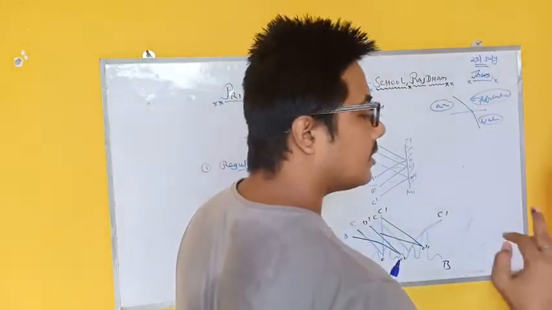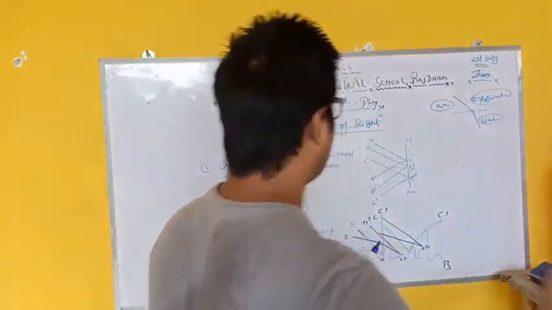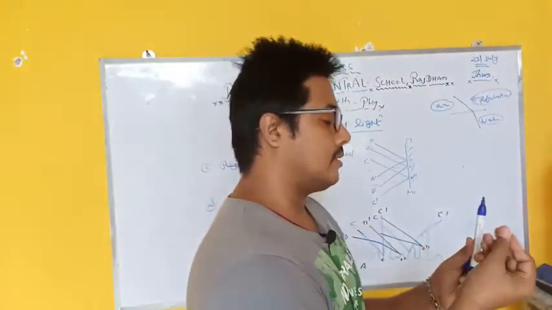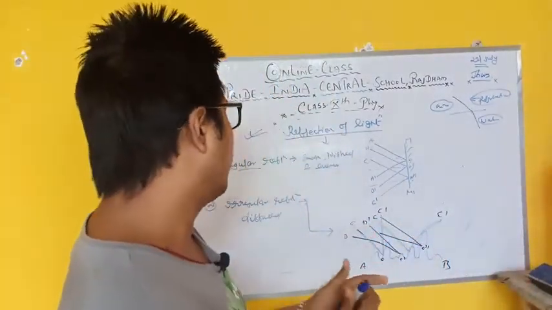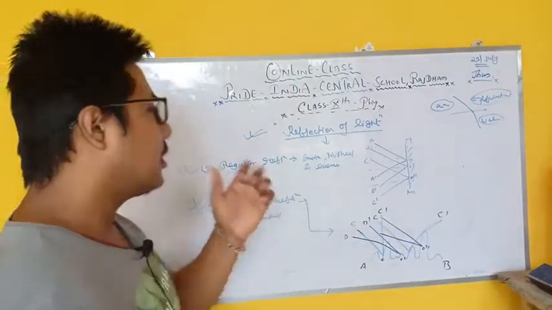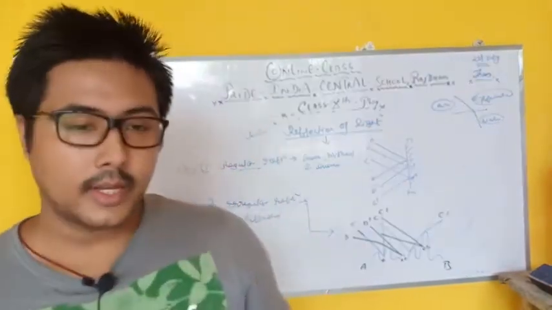So this is a kind of irregular reflection where the reflection is taking place from an uneven, unpolished and unsmooth surface. So this is known as irregular reflection. This is the basic thing which we have been studying from class 7th, I think. What is regular and irregular reflection? Okay.